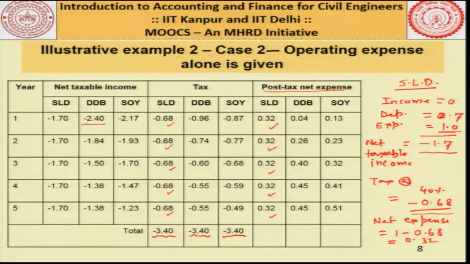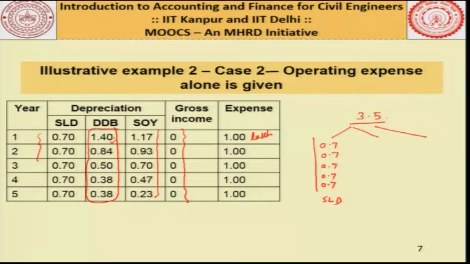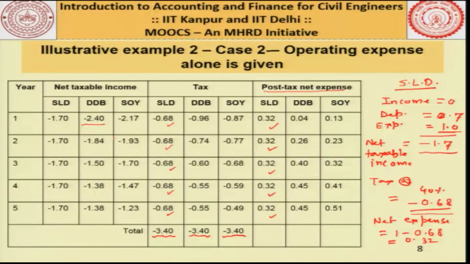As you can see here, the depreciation in year 1 using double declining was 1.4 lakh. So, the net taxable income becomes minus 2.4. So, you are getting a tax rebate of 96,000 and so your post-tax net expense becomes very small, 0.04 in double declining. Then 0.26 in the next year, 0.4 in the next year, and when you have switched to a straight line, you are getting a net expense of 0.45 in year 4 and 0.45 in year 5 also.